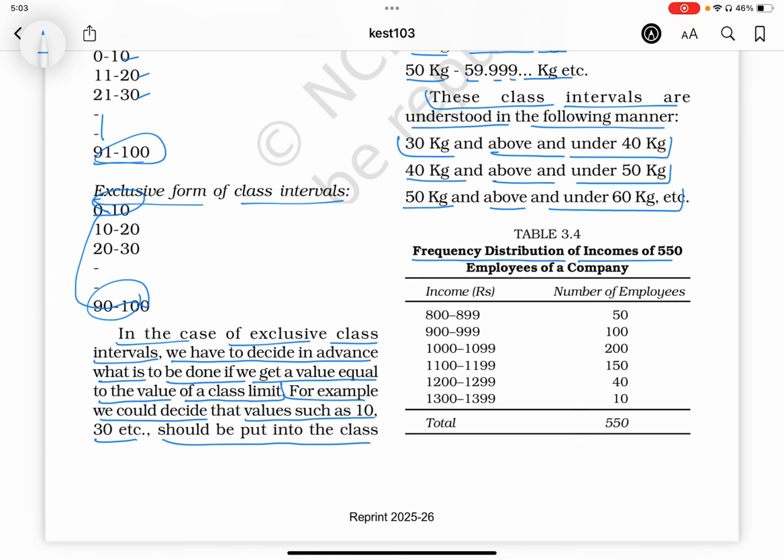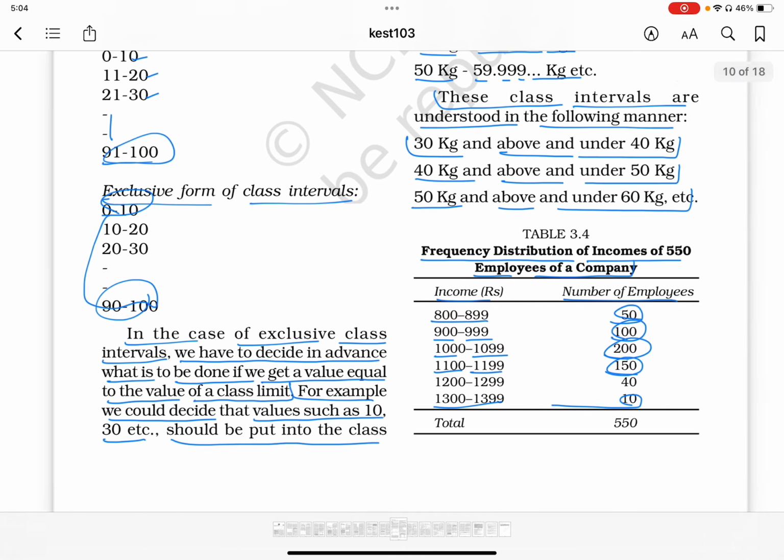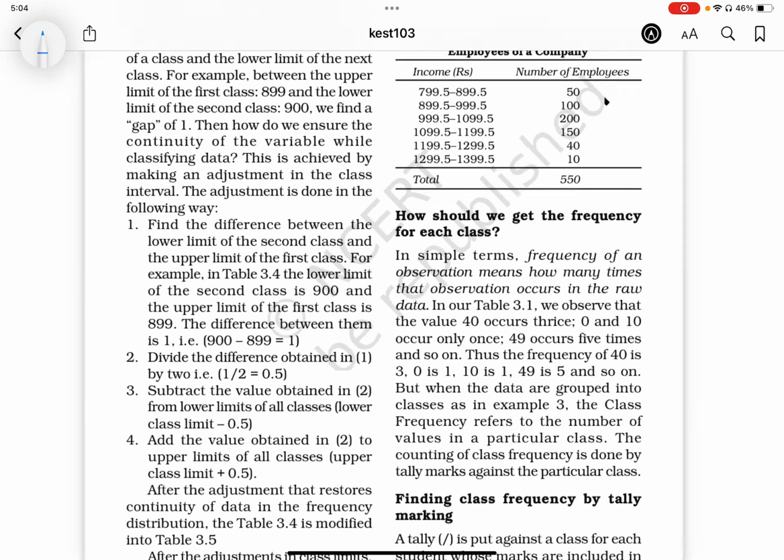Frequency distribution of incomes of 550 employees of the company. Income: number of employees. 800 to 899: 50 employees. 900 to 999: 100 employees. 1000 to 1099: 200 employees. 1100 to 1199: 150 employees. 1300 to 1399: the remaining employees. How many will that be? Total, how many are there? 550.